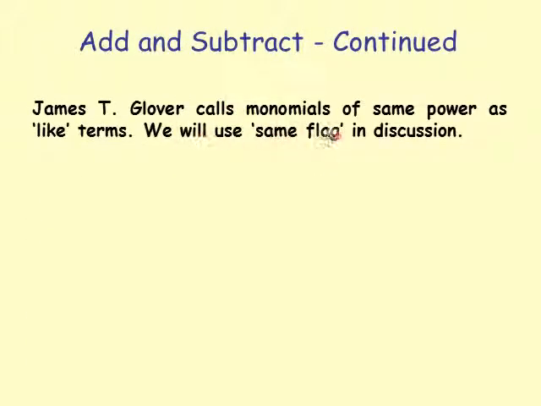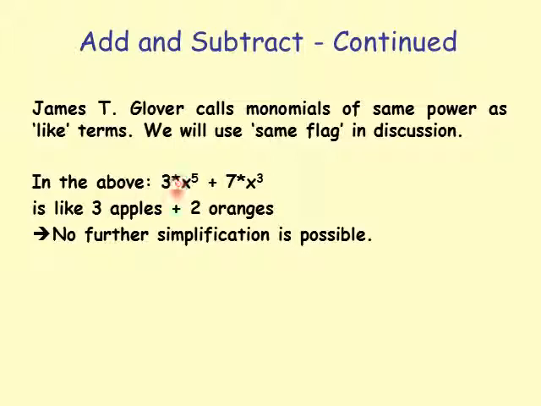We will use the same flag in our discussion instead of like terms. Two monomials are like terms if they have the same flag value. So if two monomials have the same flag, we can add and subtract. In the above, 3 times x to the power 5 plus 7 times x cubed is like 3 apples and 2 oranges, and you just say 3 apples plus 2 oranges. No further simplification is possible.